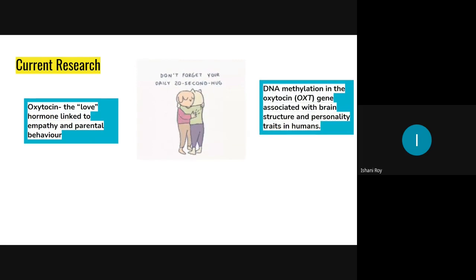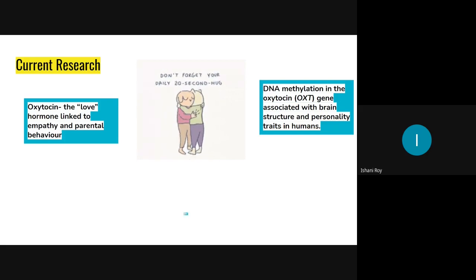there is methylation in the oxytocin gene, and this epigenetic modification is linked with several personality traits and brain structure. Now, how this relates to maternal empathy or parental empathy and behavior is that a study was conducted among several mothers and women to see how methylation affects their behavior, methylation in their oxytocin gene.